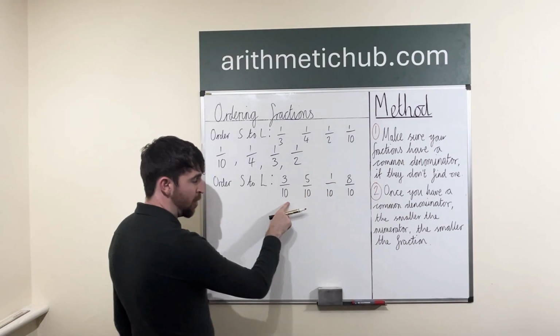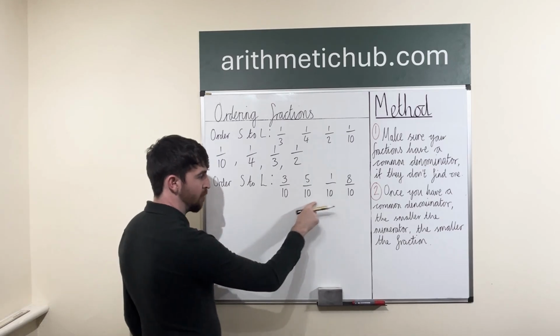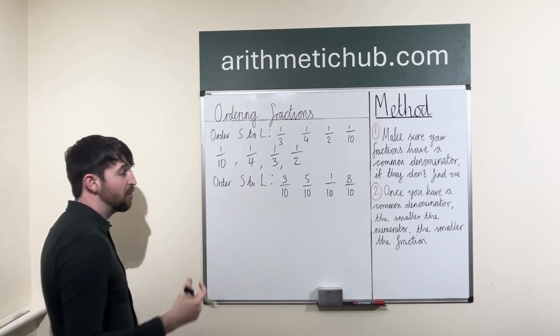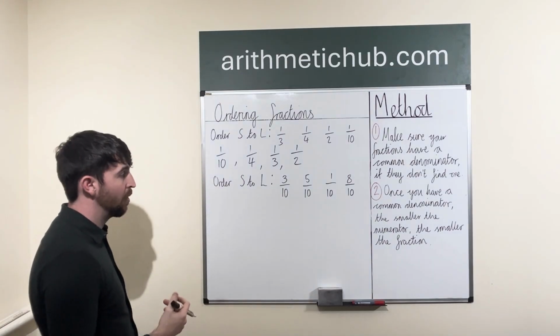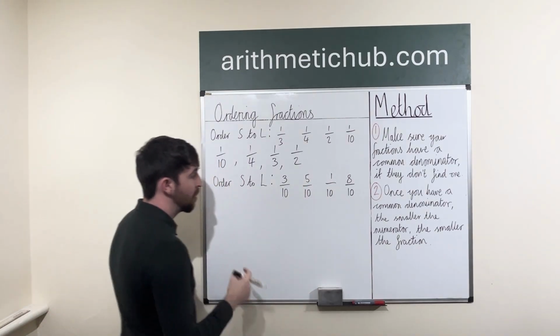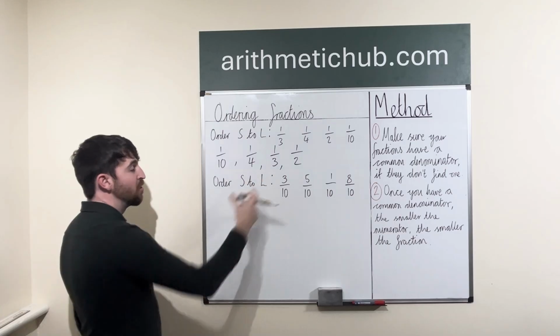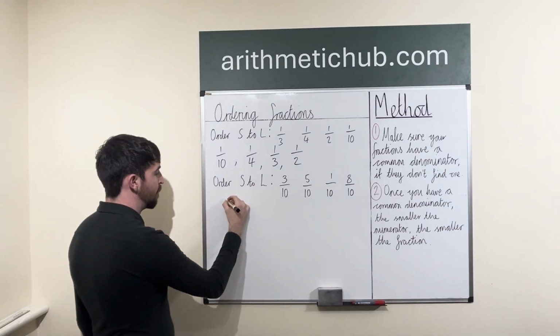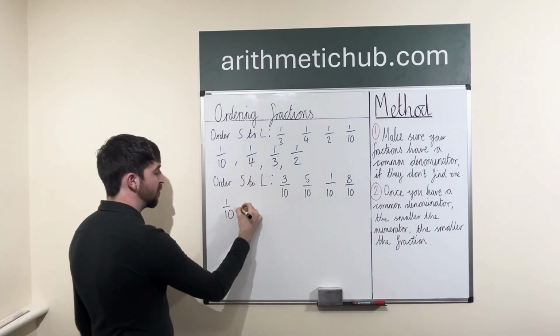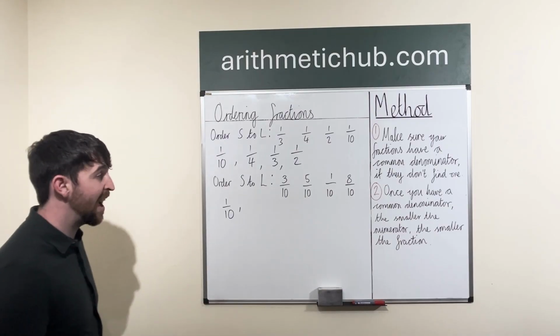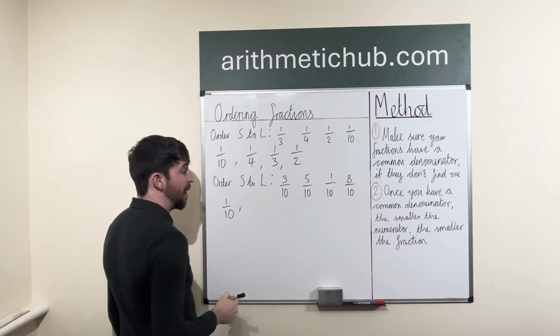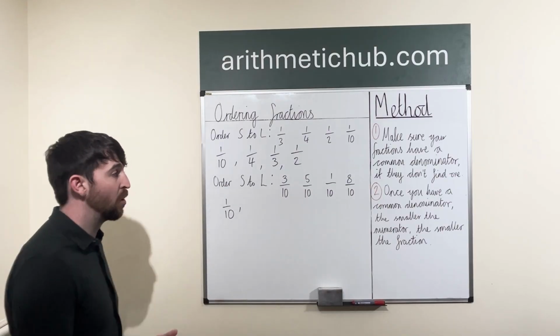So, do we have a common denominator? Yes, we do. They're all in tenths. Okay, so now it's going to be the smaller the numerator, the smaller the fraction. So I can see that we've got 3/10, 5/10, 1/10 and 8/10. So my smallest fraction there is going to be 1/10 because your whole's been split into 10 and then you get one part. My next smallest, I'm going to look for the next smallest numerator.